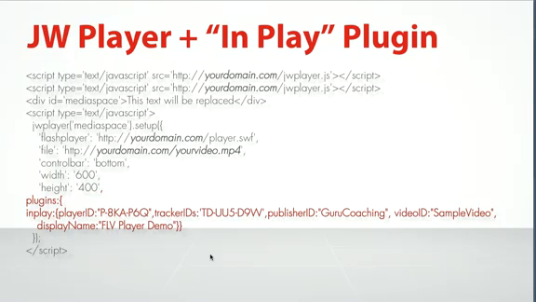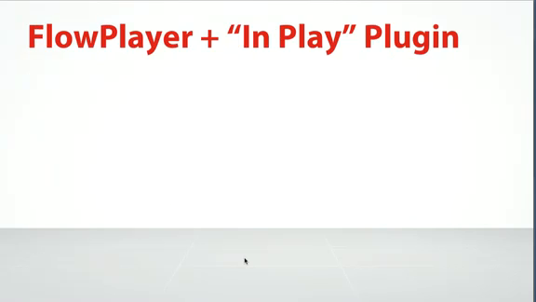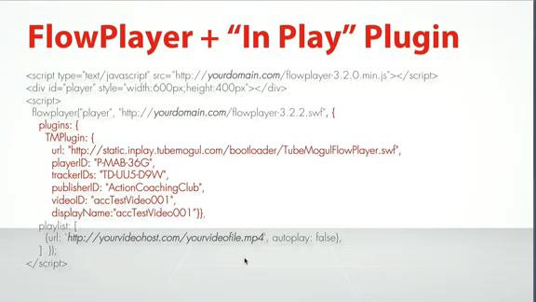That's the code that you're going to copy and paste to create your JW player plugin and tracking, and this is the code for your Flow player. And again, you need to install Flow player on your website, so make sure you put your domain here, make sure you put your domain here, and make sure that it's pointing to your video file here. Okay, and of course, after you set up your InPlay, make sure that your player, your trackers, and all these things are your own.